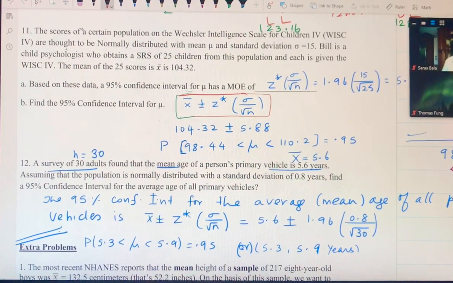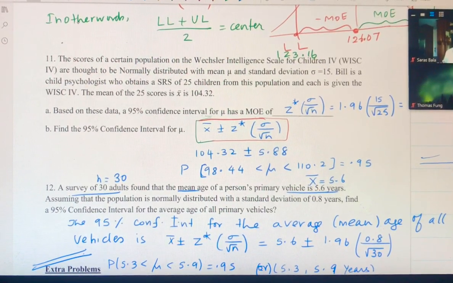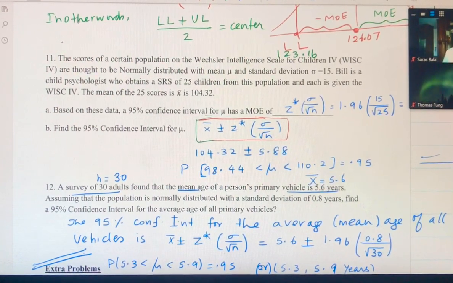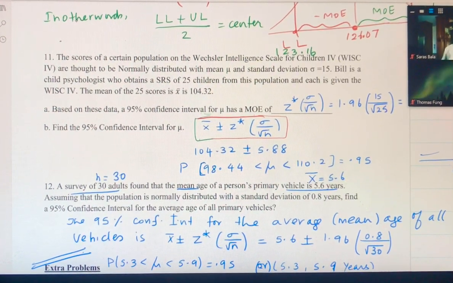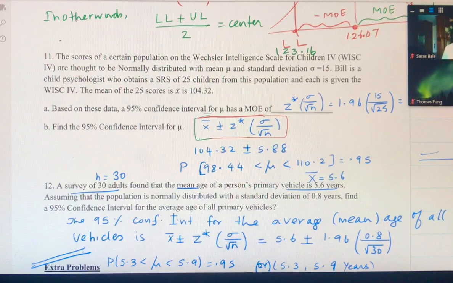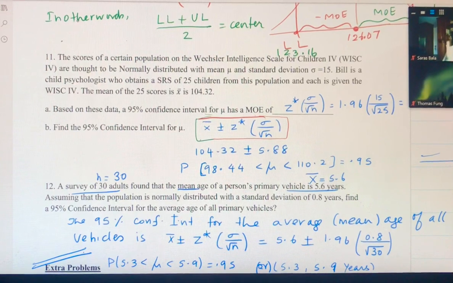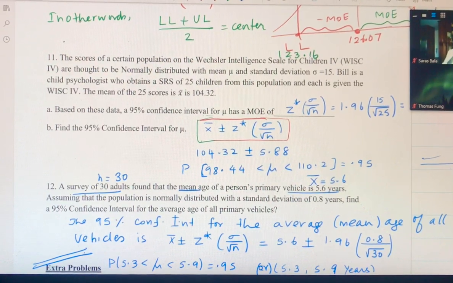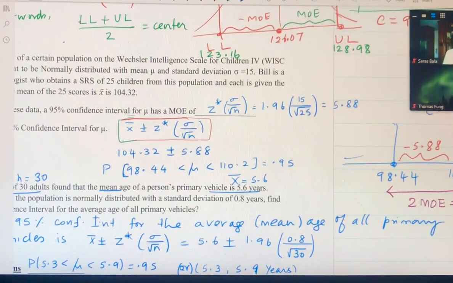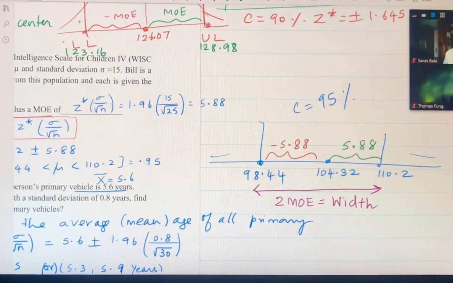So in problem number 11, you are given the sigma, you are given the sample size n equal to 25, and the mean score of 25 students is 104.32. So everything is given, and in the first part you are going to find the margin of error. You are not finding the confidence limits in the first part. They are asking you what is the margin of error. So I want to use the second component of your formula, which is z star sigma over square root of n. So the margin of error is 5.88. And what is that 5.88? That 5.88 is the number that's going to be on either side.